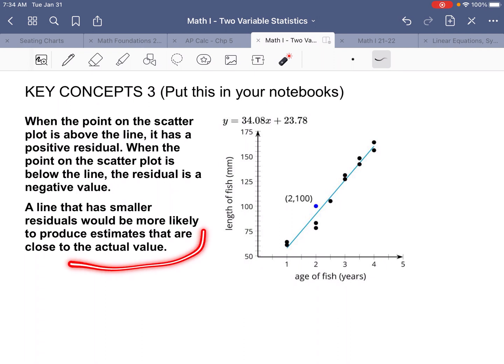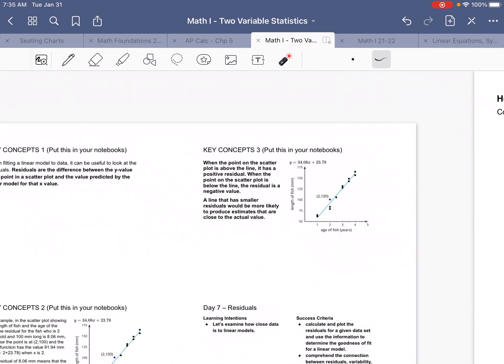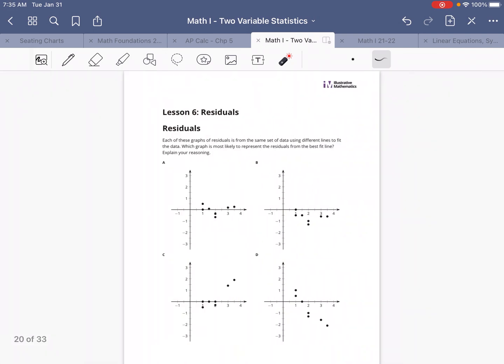A line that has smaller residuals would be more likely to produce estimates that are close to the actual value. So what a small residual means is that the point is really close to your linear model. So these ones have pretty small residuals. So does that one right there. And as we can see, all of our residuals for this particular model are going to be fairly small. So let's take a look at the cooldown.